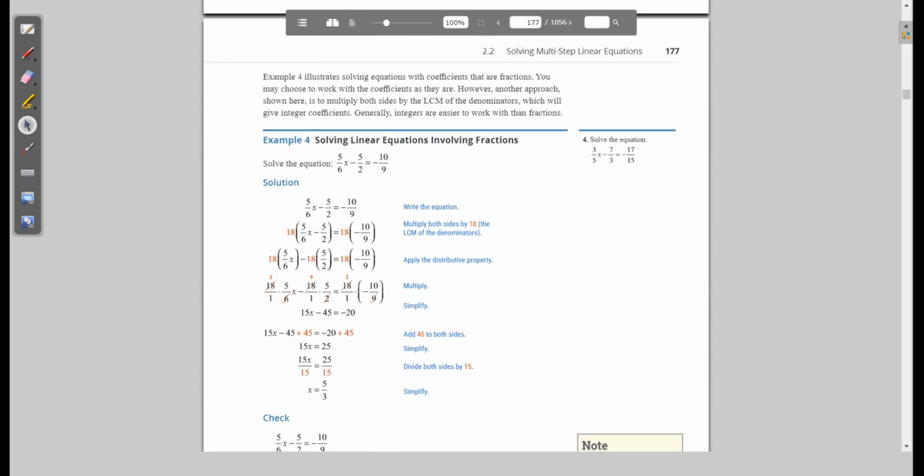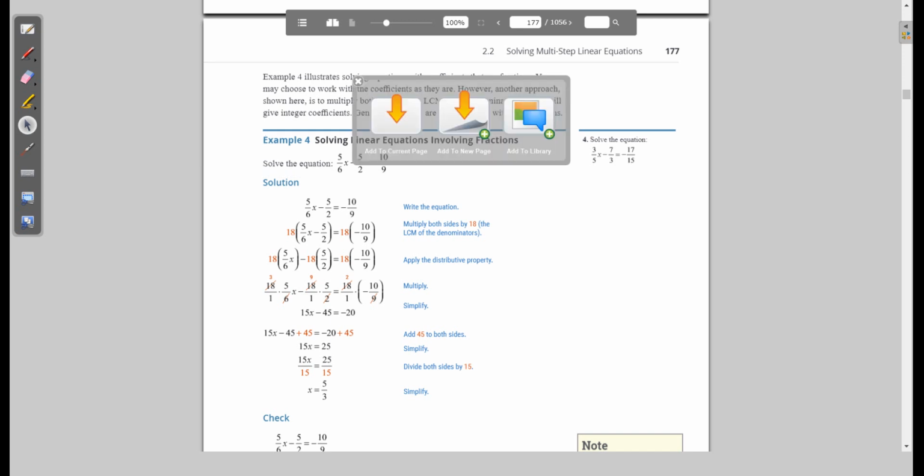Ugh, fractions. Ugh. Right. So what we're going to do here is find the least common denominator, or least common multiple, I guess, of 6, 2, and 9. Okay, well, what is the smallest number that 6, 2, and 9 will go into? It takes a little bit of thinking here, but I'm pretty sure it's going to be 18. Right? 6 goes in 18, 2 goes in 18, and 9 goes in 18.